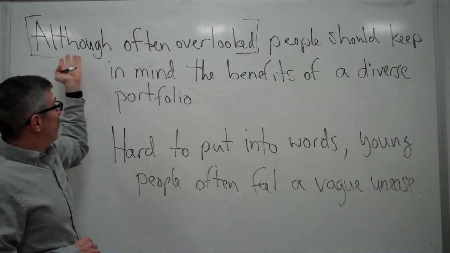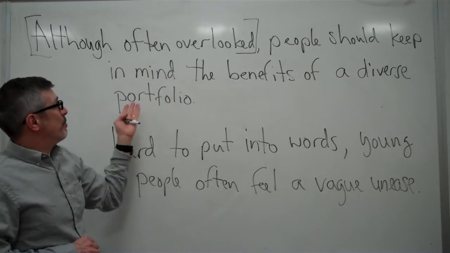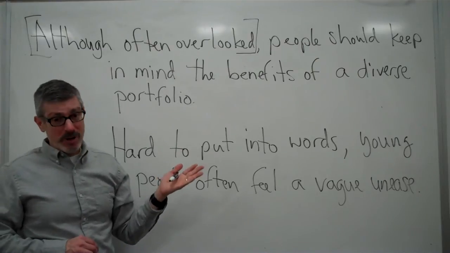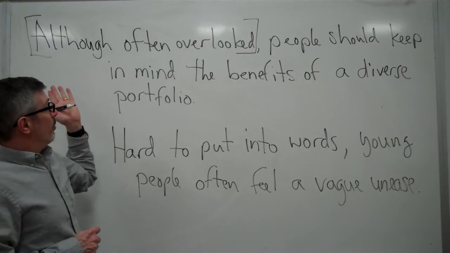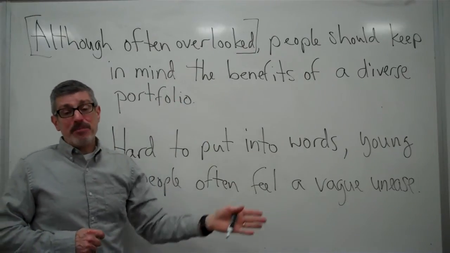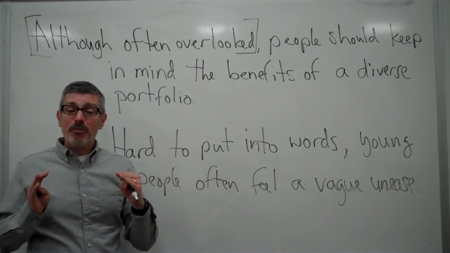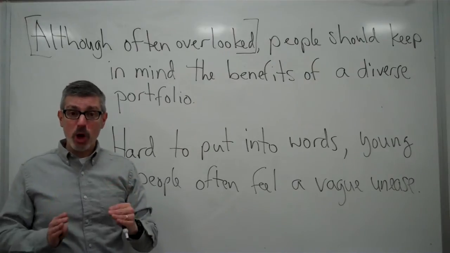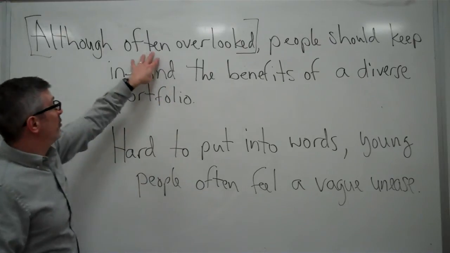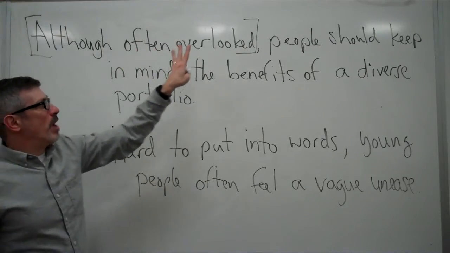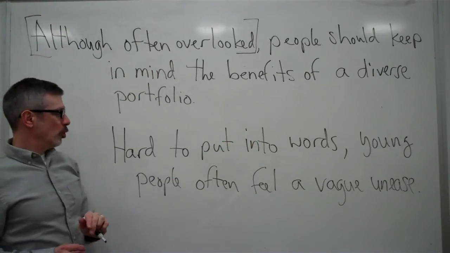So this says, although people are overlooked, they should keep in mind the benefits of a diverse portfolio. Whereas, in fact, of course, what the person wants to say is, although benefits are overlooked, people should keep them in mind. That sentence, by the way, would be fine. Although the benefits of a diverse portfolio are often overlooked, people should keep them in mind. That is a perfectly fine sentence. But this elliptical clause puts constraints on how the sentence can proceed. So this is the problem, although often overlooked.